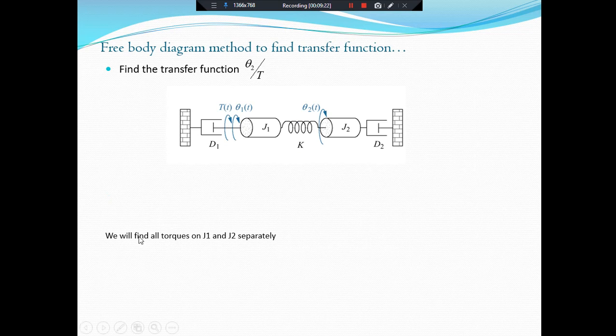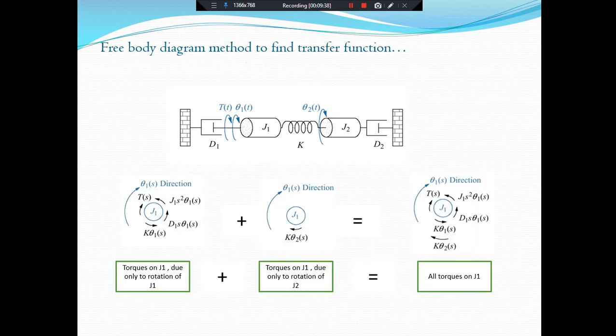We will find all the torques on J1 and J2 separately. Basically, we will write 2 equations, one for J1 and the other for J2, the same as we did in the translational mechanical system. Here it's J1. Look at this: the torque is acting in a clockwise direction, right? And due to this torque, the angular displacement theta 1 is also in the clockwise direction.